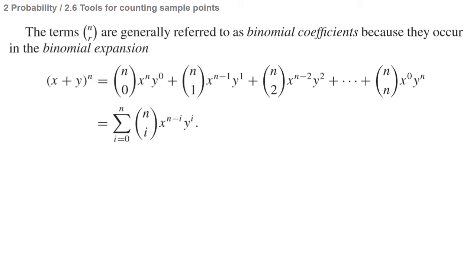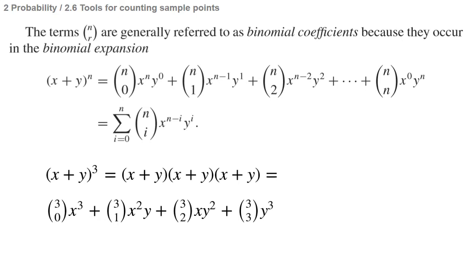The terms n choose r are generally referred to as binomial coefficients because they occur in the binomial expansion. And this is called the binomial theorem, 이항정리 in Korean. And here, n choose 0 is the number of y's in n boxes. Let me give you a simpler situation.